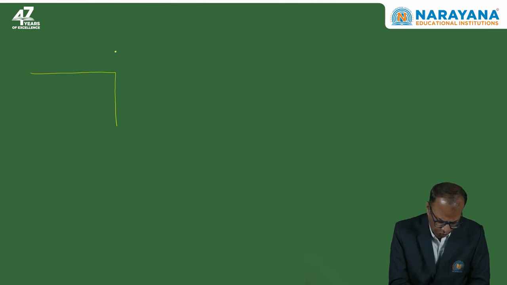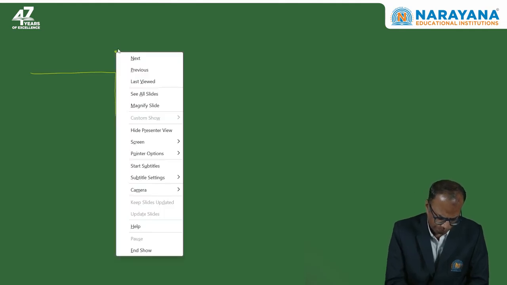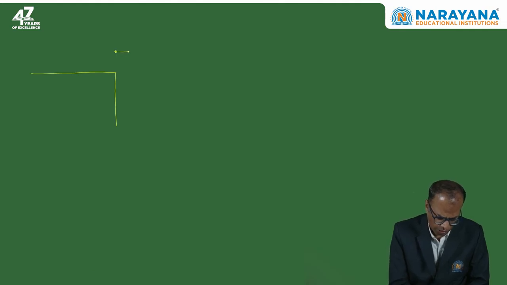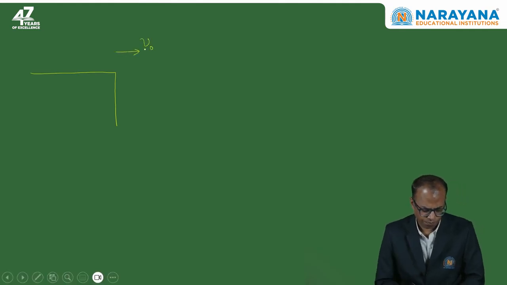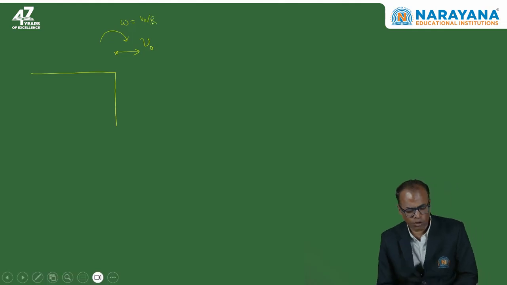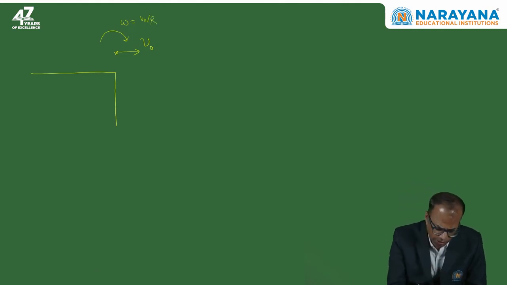So initially the center is here, and this has a velocity v naught, and this is also having an angular velocity omega, which will be v naught by r. It is pure rolling. And then this center begins to move in a circle.